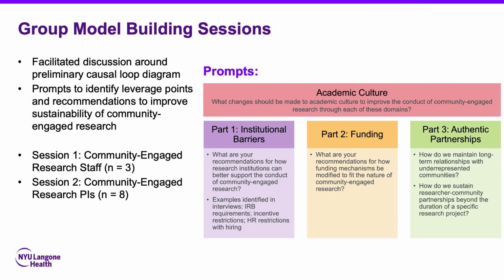The preliminary causal loop diagram, we then had people come back for group model building sessions. These were basically facilitated discussions where we prompted participants around 3 topics: institutional barriers, funding, and authentic partnerships. So these were the 3 topics that we found to be most important in the preliminary causal loop diagram.